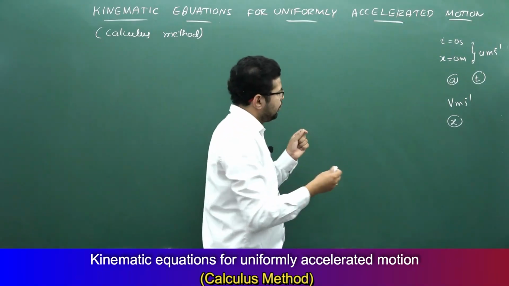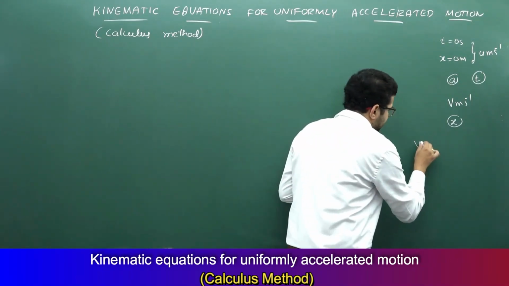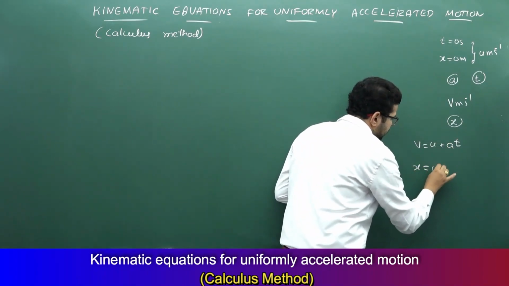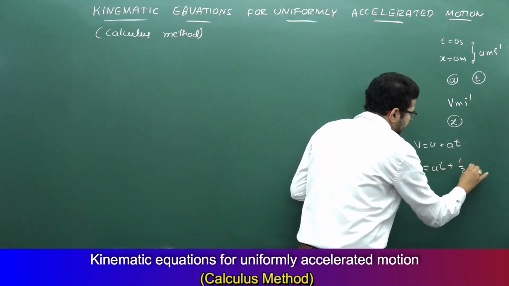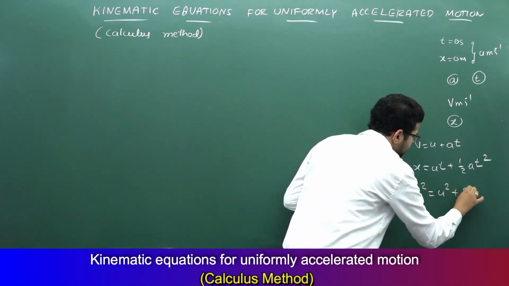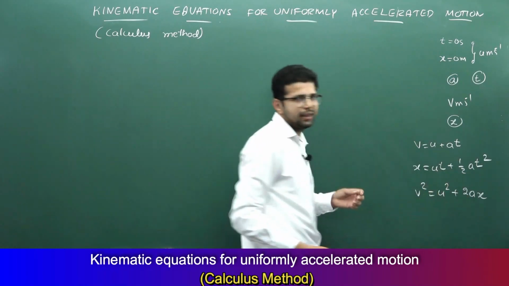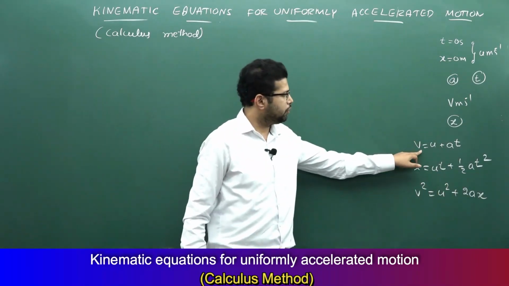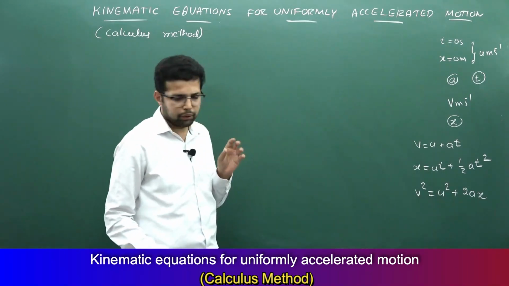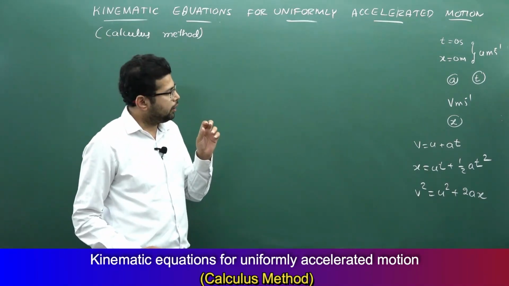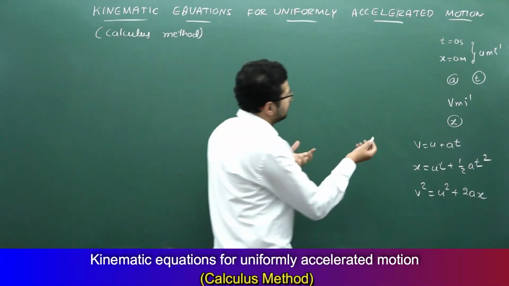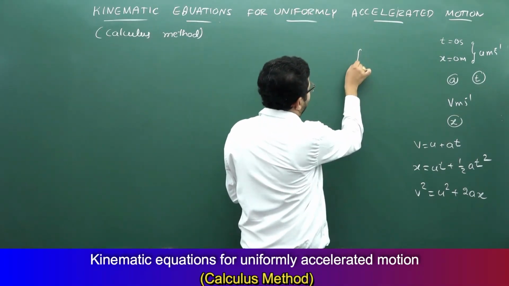Now, I want to derive these three equations. One is v is equal to u plus a t, x is equal to ut plus half a t square, v square equal to u square plus 2ax. Let us think a little. I want to derive v equal to u plus a t. I need v. So, what will I do? I know that integration of dv is v. So, what is integration of dx?